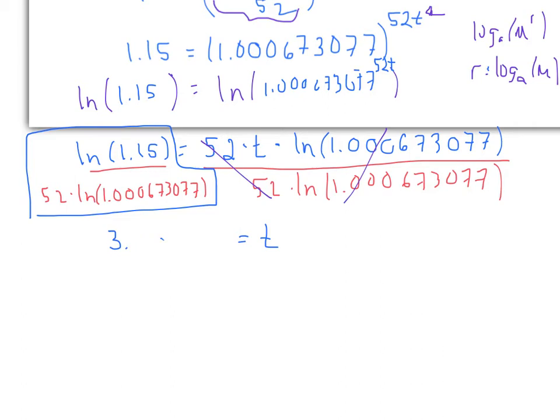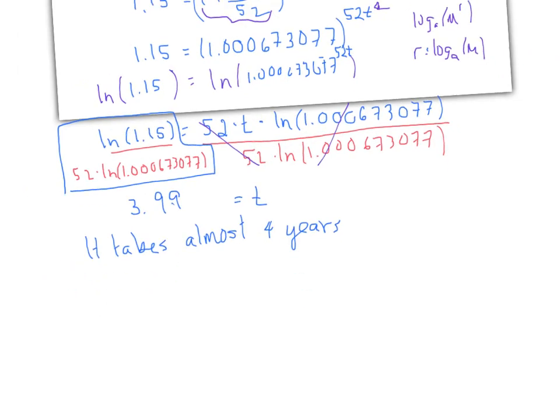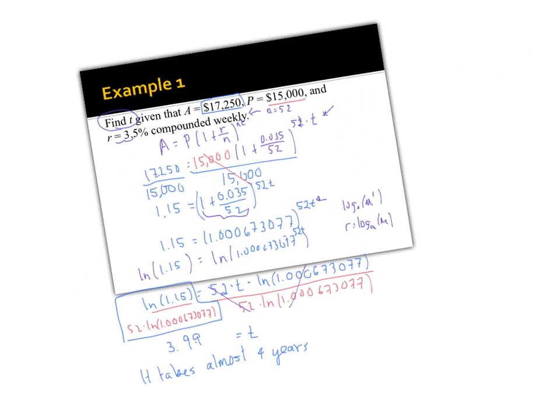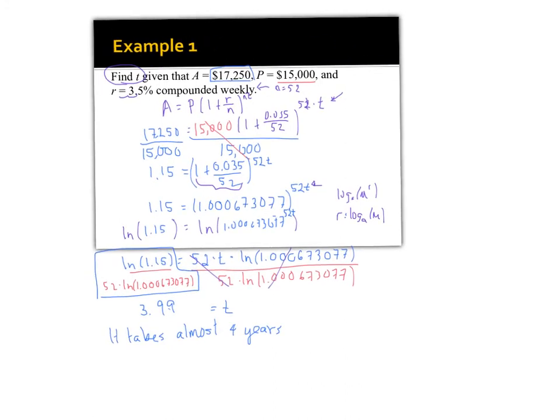And so that's how many years? So it's almost 4 years. So it takes almost 4 years. And that's the answer to our question. Remember that here, our original question was find t. Well, we did. It took about 4 years. Okay, let's go ahead and try another example.